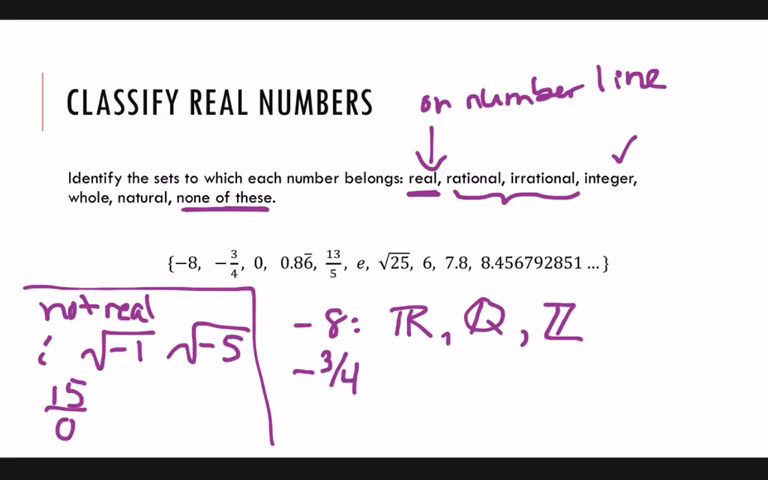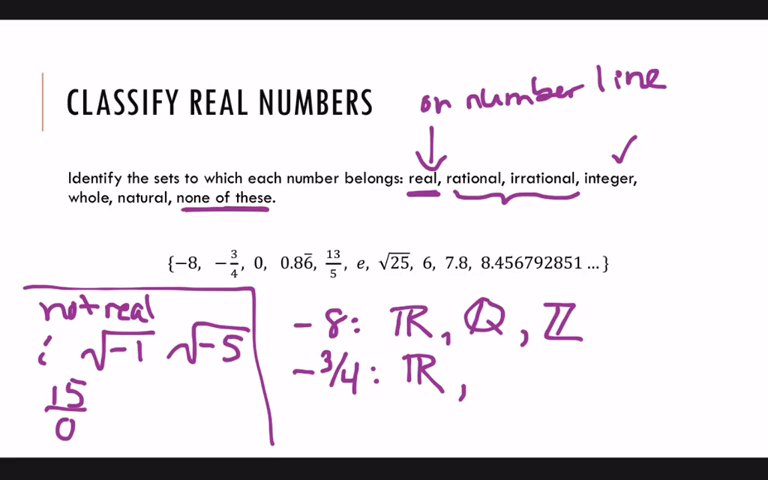Alright, -3/4. Real or not real? Yes, that's real. And actually, if we do a quick check here and go through the list and look at each one of these numbers, it looks like all of these are real. So we don't have any examples that are not real here. Alright, is it rational?